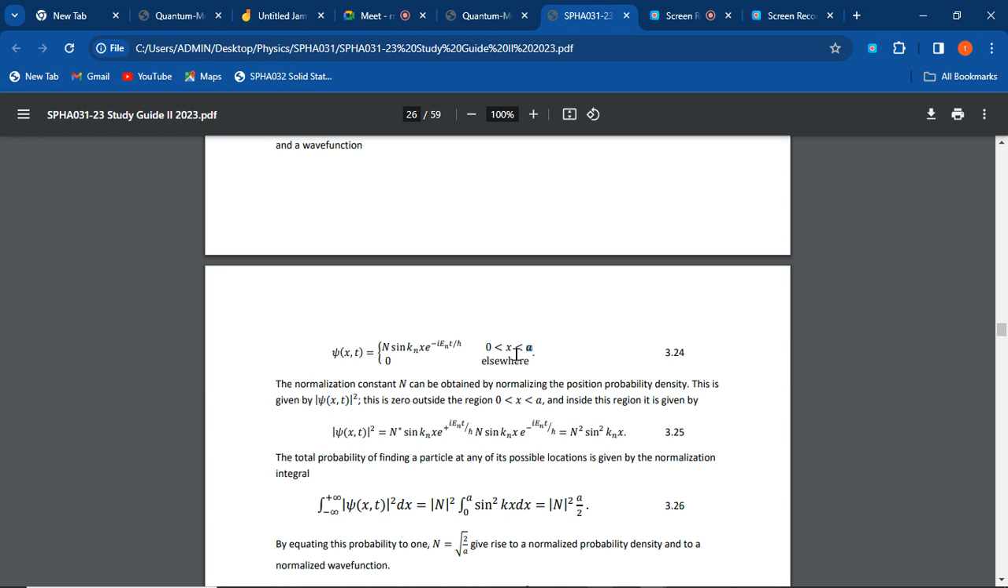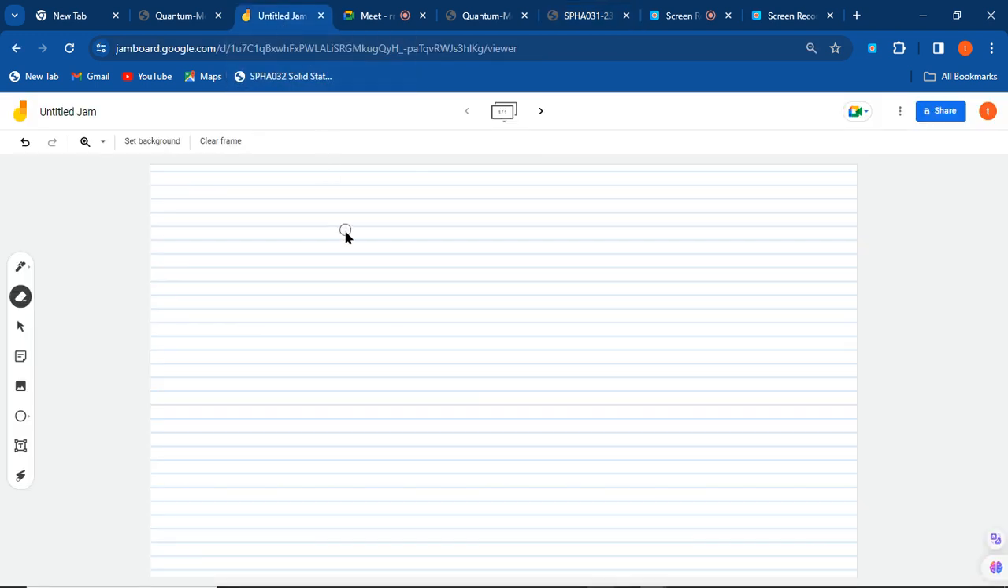So to actually normalize a wave function, this is what you should know. It's about normalization, so that you can be able to answer this on your optional test.